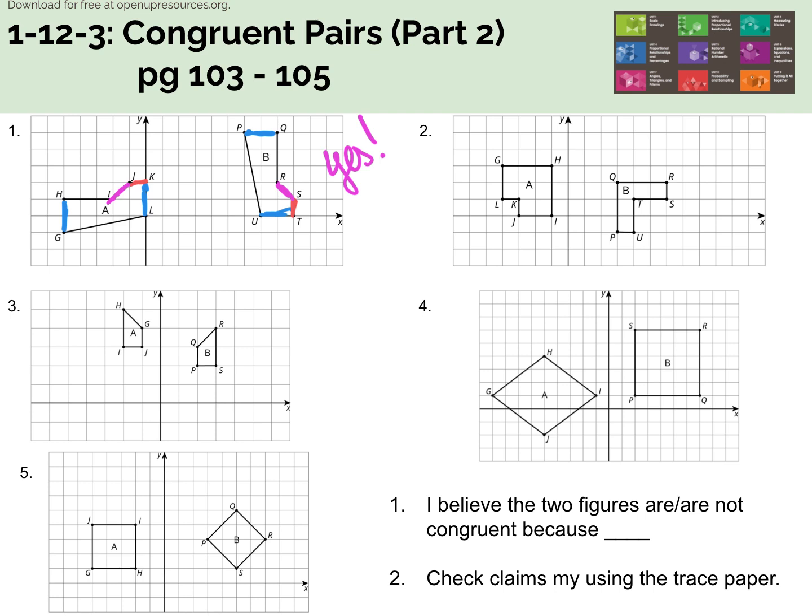Is number 2 congruent? It is not. Notice how these two sides are not the same. The one on the right only has a side length of 1. The one on the left has a side length of 2. So are they congruent? They are not. Okay, not the same size, not the same shape, not the same side lengths. What about number 3?